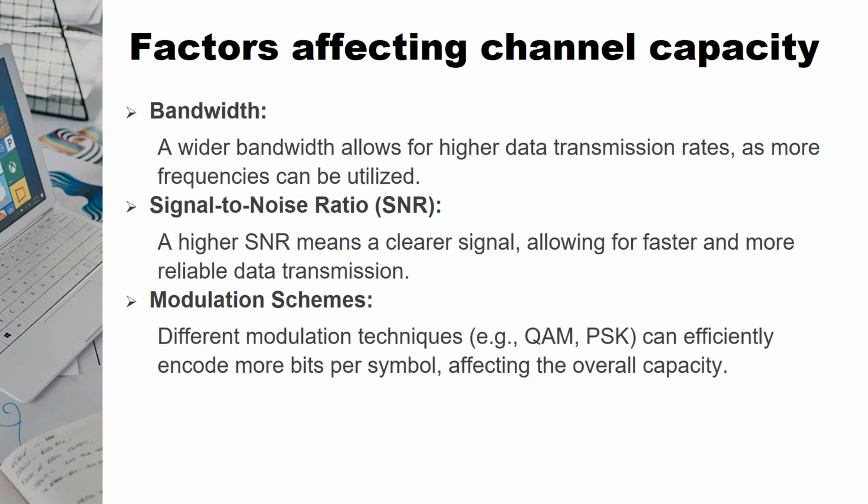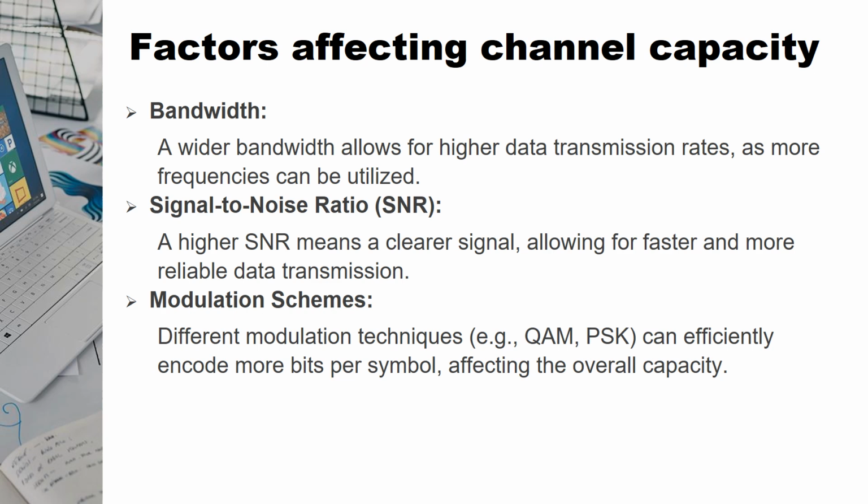So there are factors that affect channel capacity, and I have three here: the bandwidth, the signal to noise ratio, and the modulation schemes. We are talking of bandwidth, the range of frequencies available for transmission. A wider bandwidth allows for more data to be transmitted simultaneously, right? For example, a fiber optic cable offers much higher bandwidth compared to our traditional copper wires.